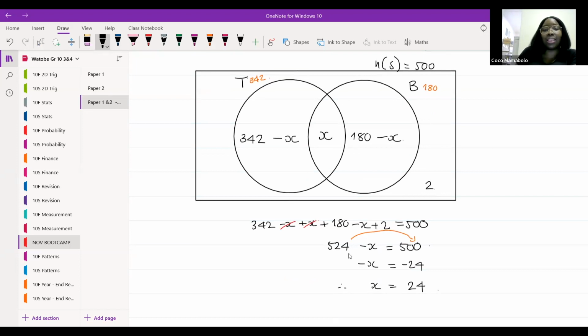Now, what this tells me is my middle part, my intersection, is 24. That means taxis only needs to be 342 minus 24, which gives us 318. And on this side, for buses only, we should get 180 minus 24, which should give us 156. Okay, if we add all of these numbers up together, they should then give us 500.